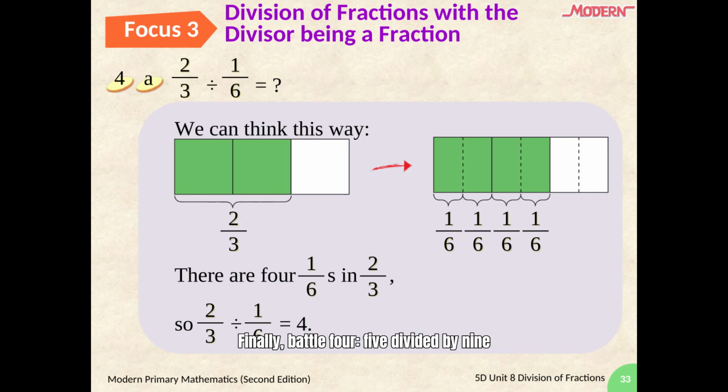Finally, Battle 4, 5 divided by 9 and 1/6. Prep to 55/6. Swap and flip to get 5 times 6/55. Snip the 5 and 55. Result, 6/11. You just cleared the arena. Total victory. Amazing performance, team.